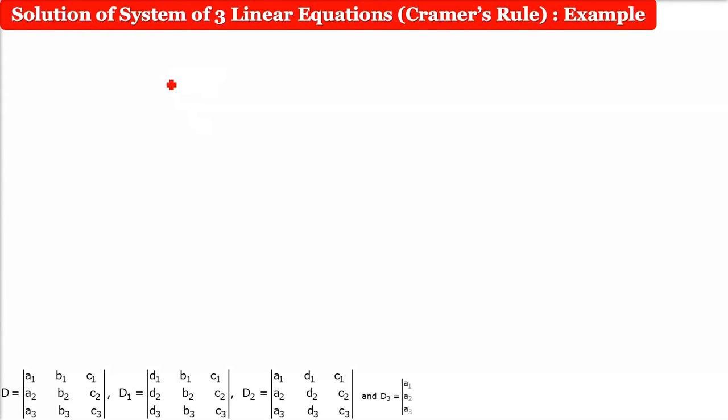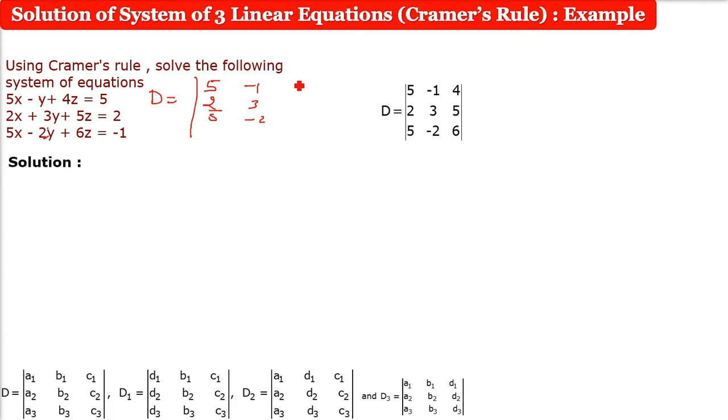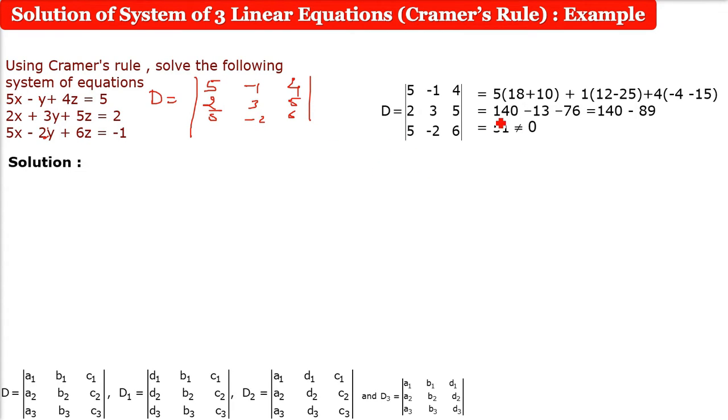Let us take an example of these three linear equations. So we'll use Cramer's rule. We have these three equations, and these three are equations of lines in 3D space. So first thing you have to write is D, and D will be all the values on the left hand side, in the form of a matrix or determinant form. So 5, 2, 5, coefficients of x, negative 1, 3, negative 2, coefficients of y, 4, 5, 6, coefficients of z. Okay, D you found. I hope you'll be able to find the determinant of this. We have already discussed this. So say it is 51, not equal to 0.